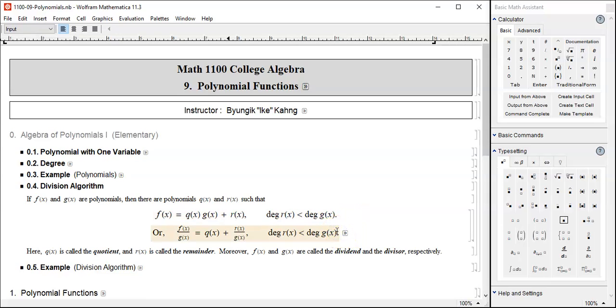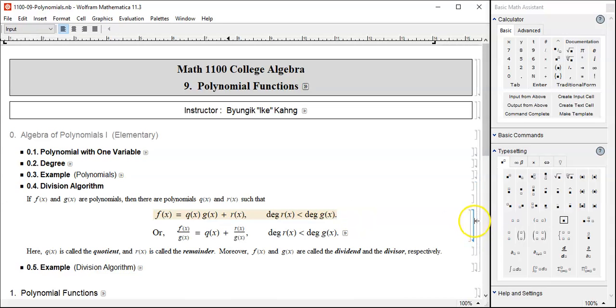Or equivalently, from here divide each by g of x. Then you're going to get f over g is equal to, now divide g away, so that's gone, so you just have q, and then r over g. So this expression down here and that expression up there, those two are equivalent. From here divide by g, we get that. From here multiply by g, we get that.